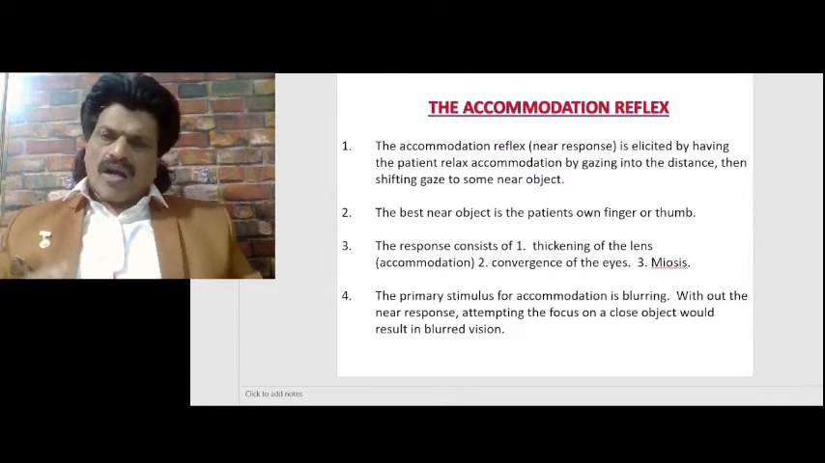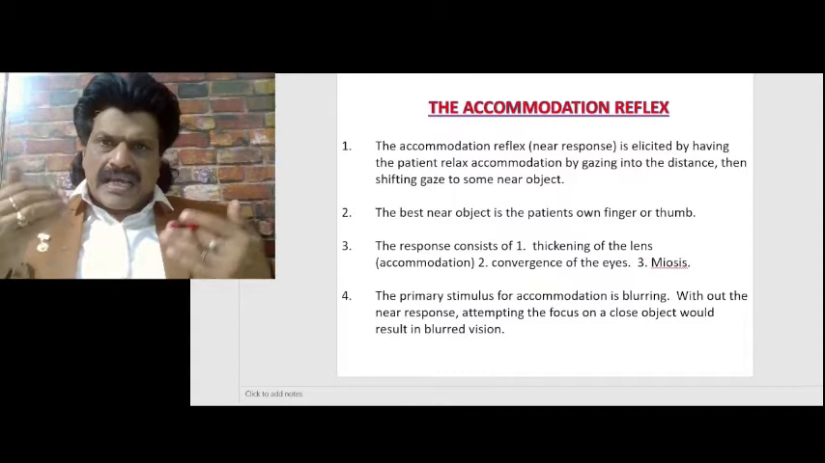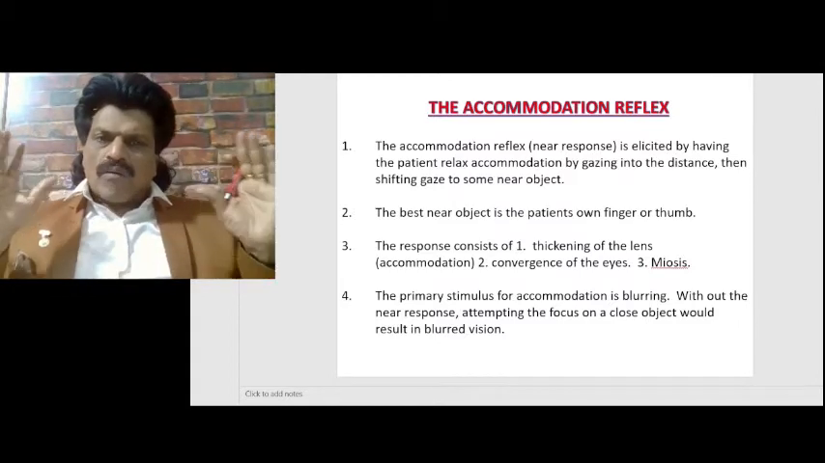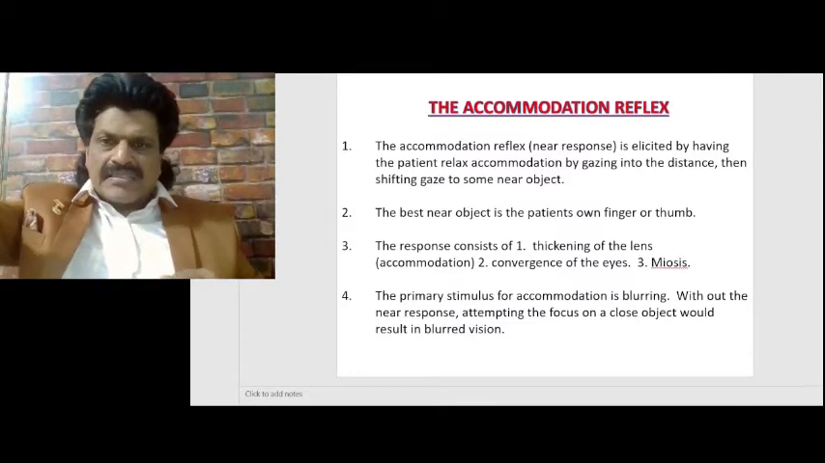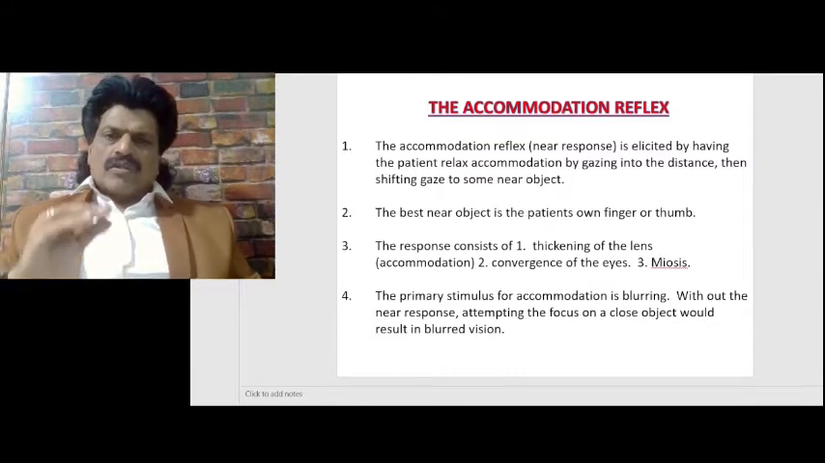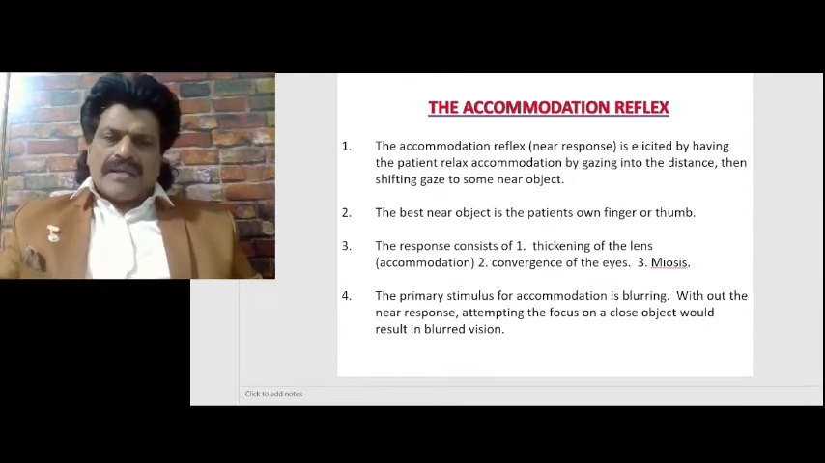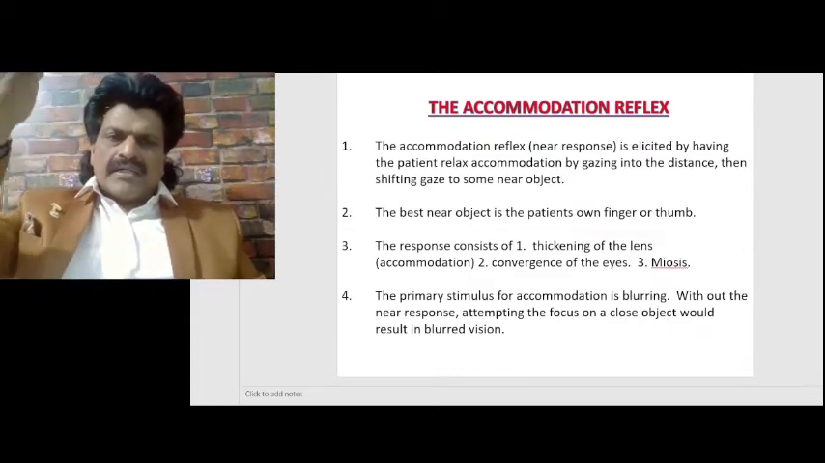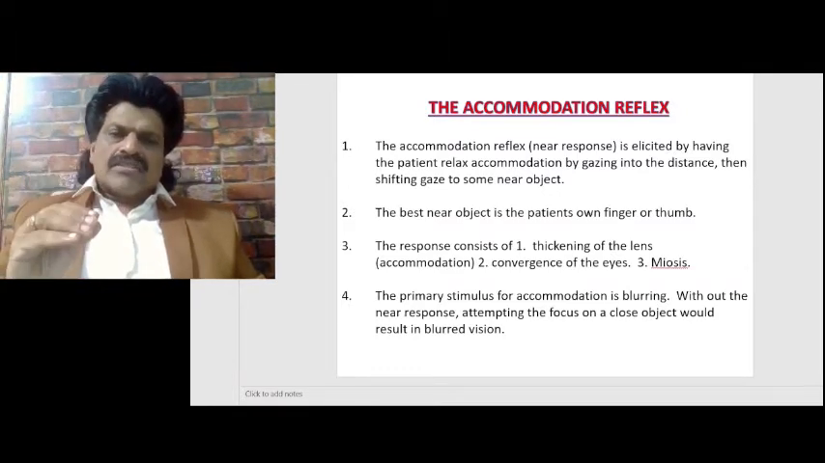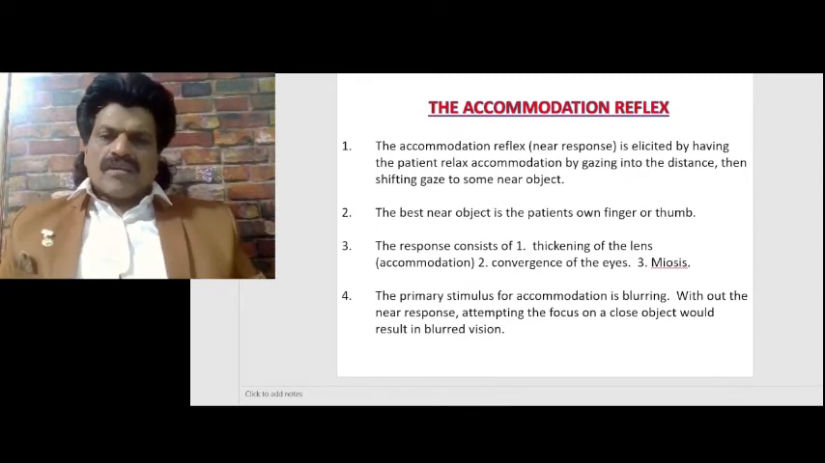The accommodation reflex, or near response, is elicited by having the patient relax accommodation by gazing into the distance, then shifting gaze to some nearby object. The best near object is the patient's own finger or thumb. When we shift the gaze from a distance to a near object, it causes blurring, and this forms a stimulus for evoking the accommodation reflex.